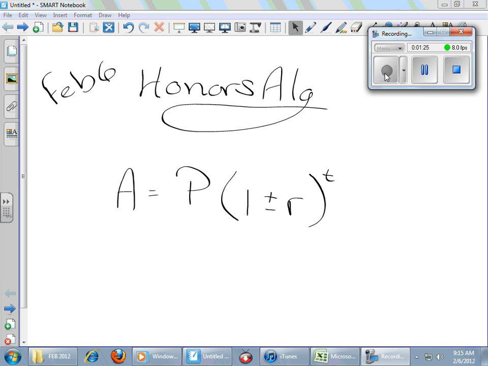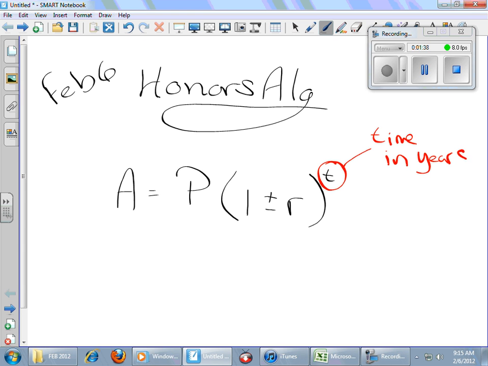Now, it's got a lot of letters, and I'm sure some of you are intimidated by it, but it's really, really simple. T stands for time in years. In years. So if you're talking 6 months, you wouldn't put a 6 in there. You would put a 5/10, 0.5 in there. Okay? R is the percent as a decimal.